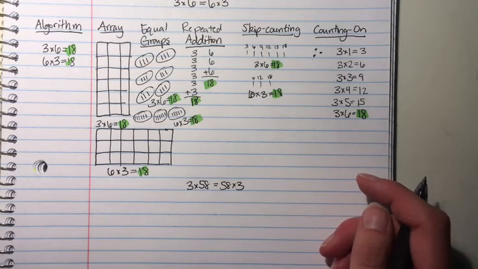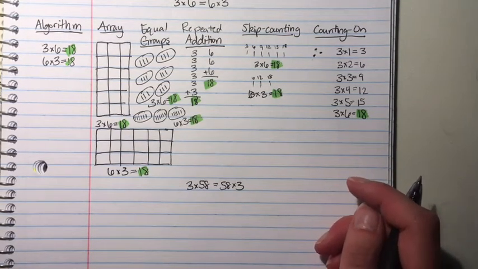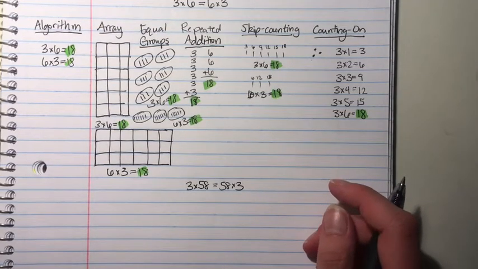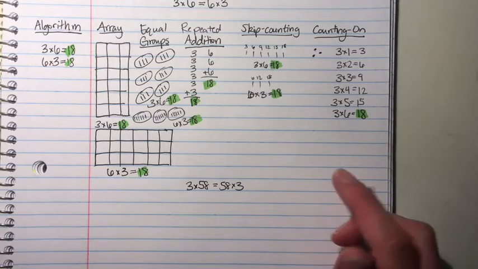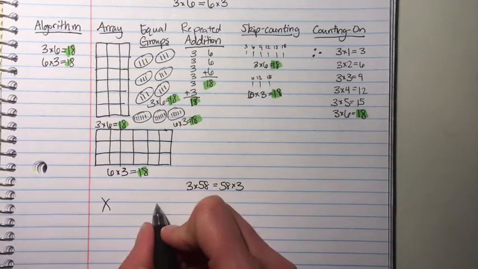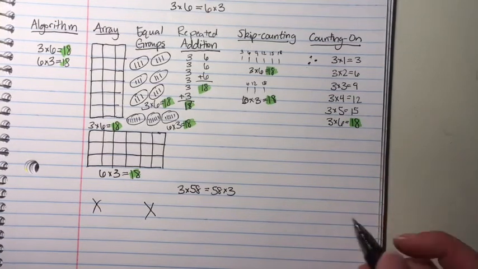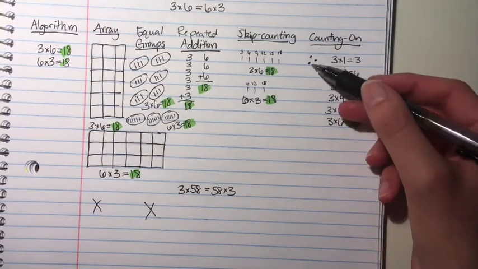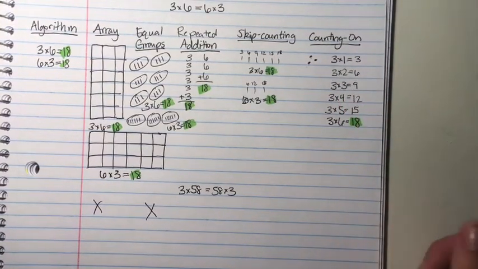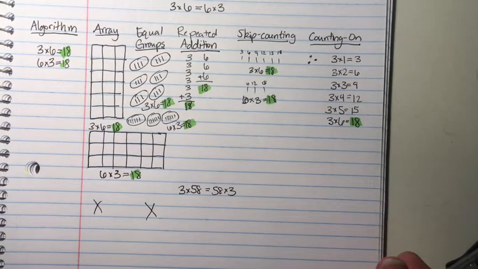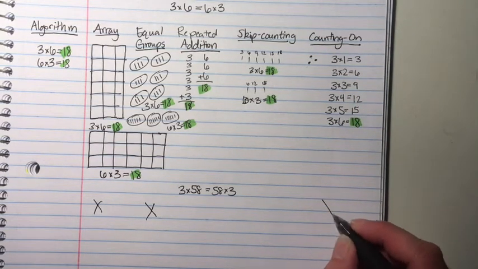Equal groups, I don't really see myself making 58 equal groups. I don't even see myself making 3 equal groups of 58. That's a lot of tallies. So these two are pretty much out for me. Counting on is going to take a long time, especially if I'm doing a method like this. I don't want to draw 58 counters, and I don't really see myself counting 1, 2, 3, 58 times. So that one's pretty much out too.